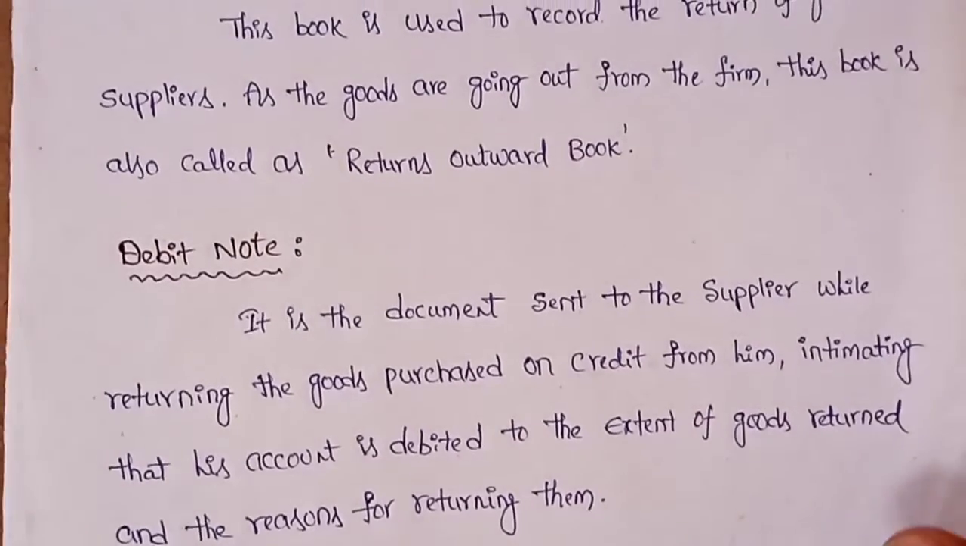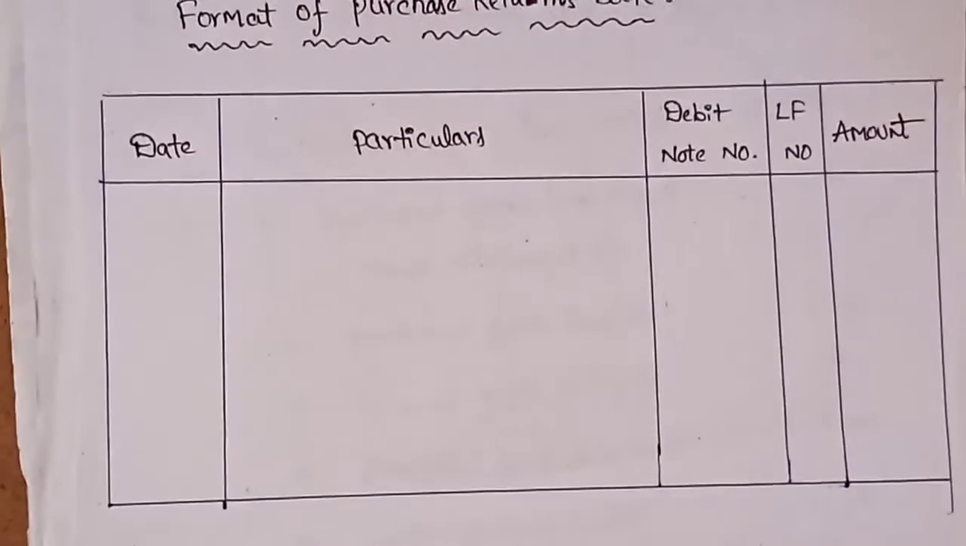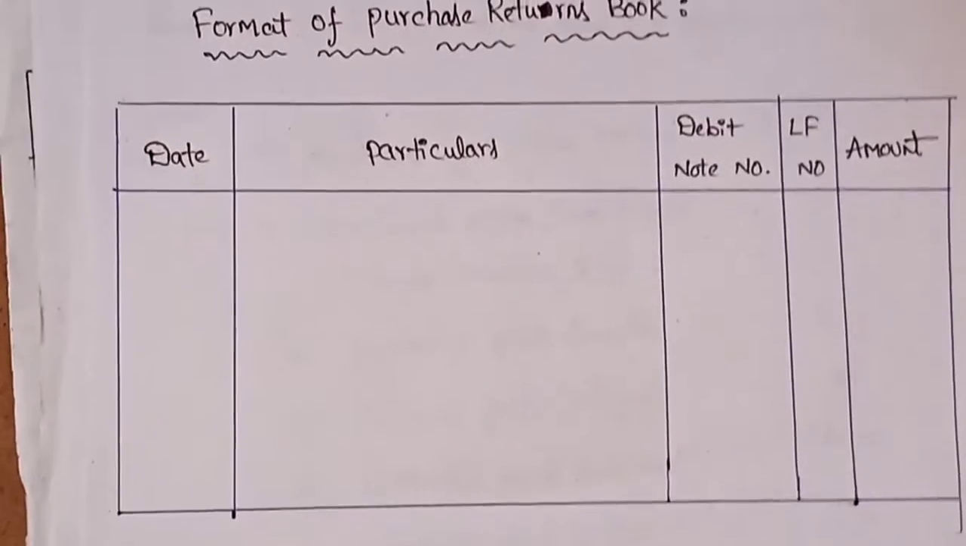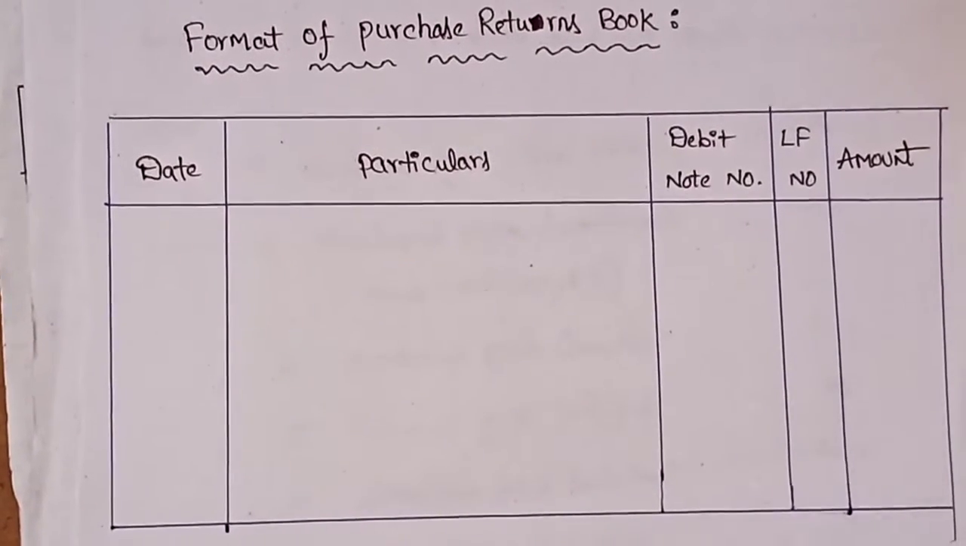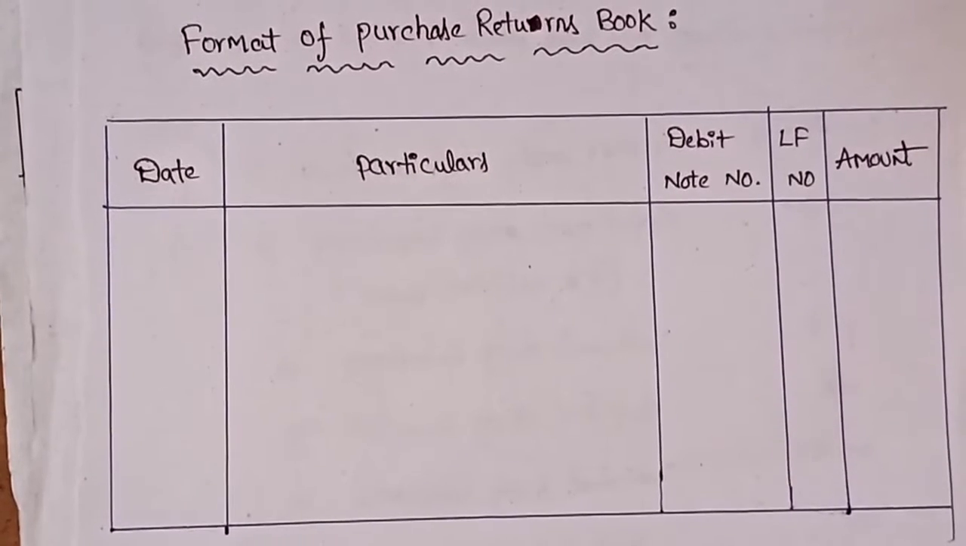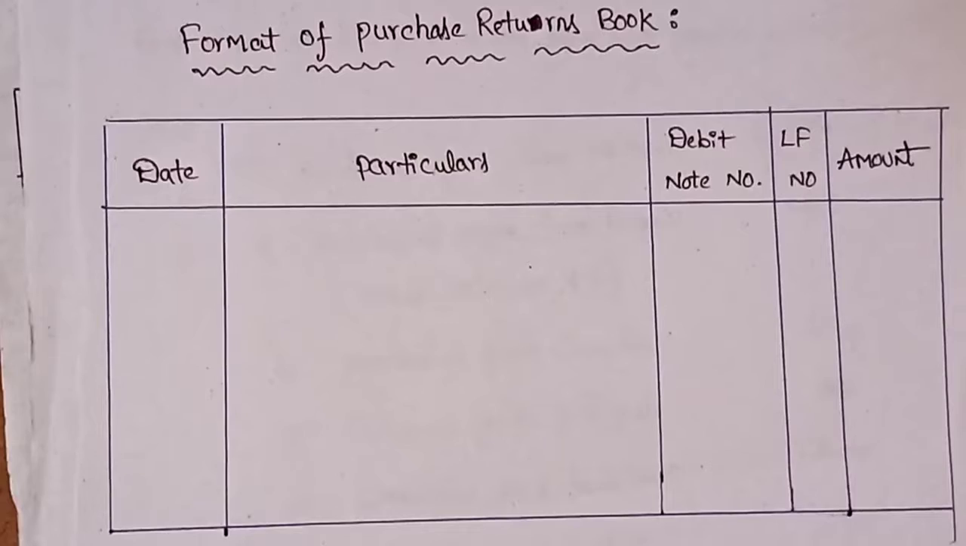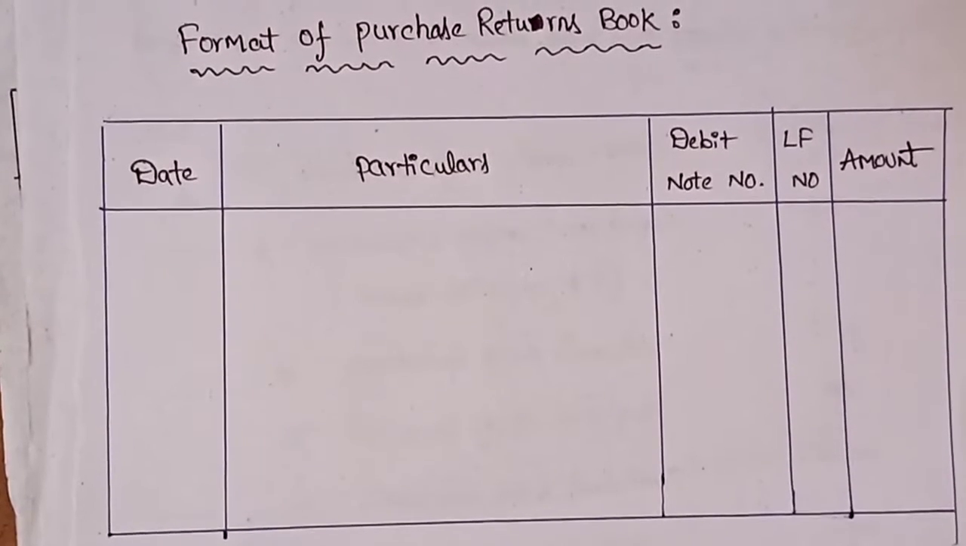This is the debit note. And the format of purchase returns book. What is the format of purchase returns book? This is the format. In the purchase returns book also there are 5 columns: date column, particulars column, debit note number column, LF number column, and amount column.